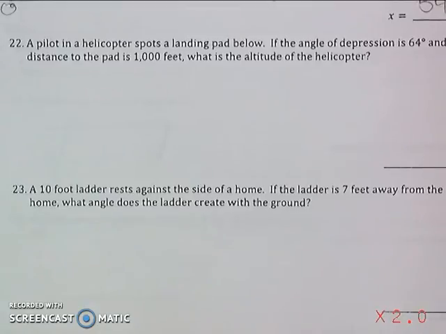Alright, so this is part 2 study guide. A pilot in a helicopter spots a landing pad below. If the angle of depression is 64 and the horizontal distance is 1,000, what's the altitude of the helicopter?